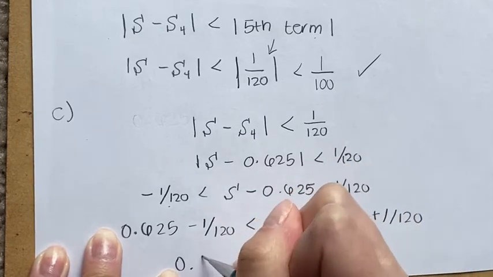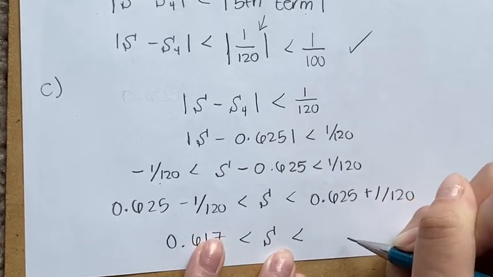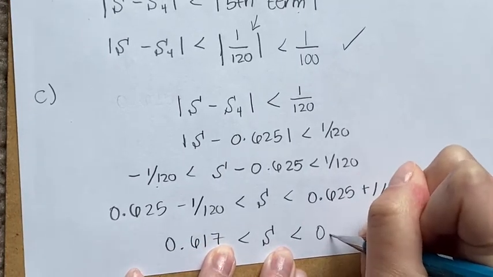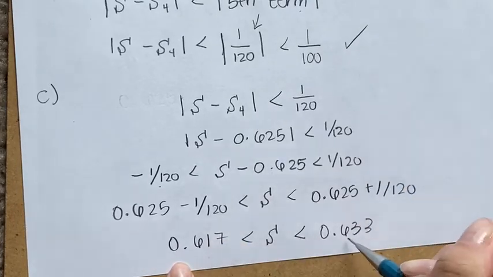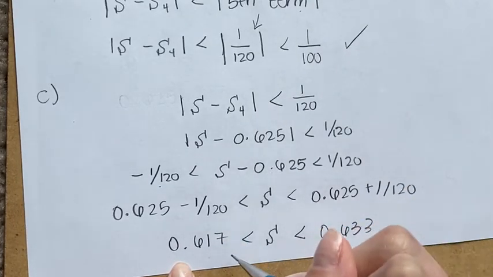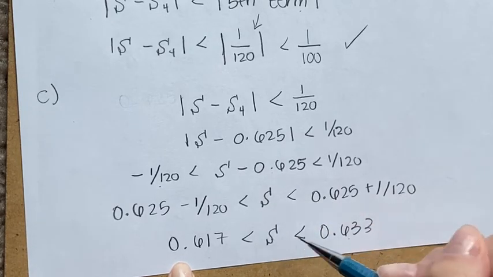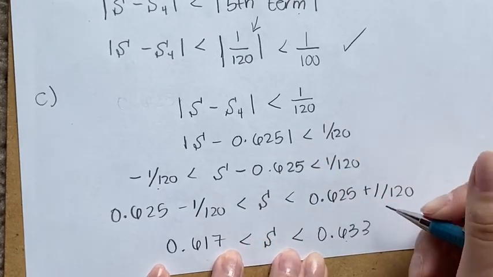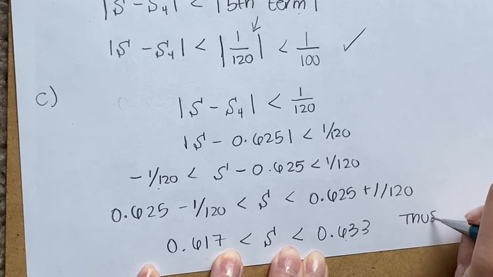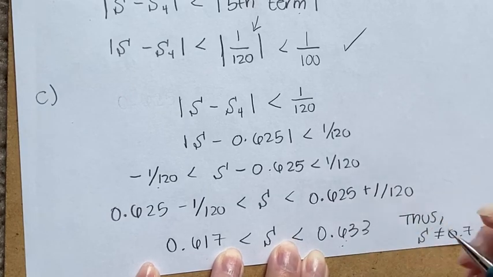When you do this operation, this one is 0.617, then S, and this one over here is 0.633. This is basically the interval where S lies. So you know that S is not 0.7, because it doesn't belong to this interval. Thus, S is different than 0.7, because it doesn't belong to this set. And that's it.